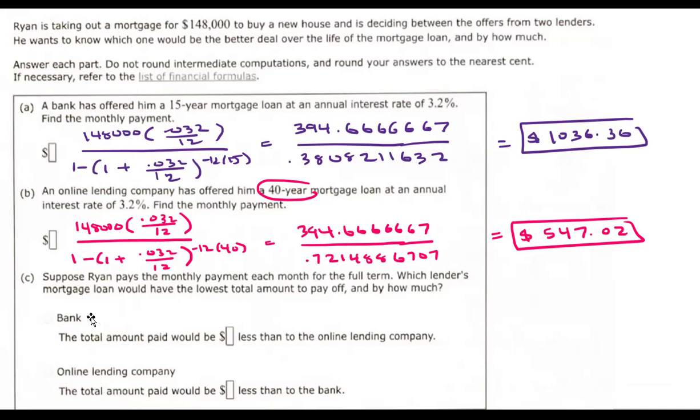Okay, so let's now answer part C. See if we can figure that one out. Okay, so part C is asking, suppose Ryan pays the monthly payment each month for the full term, which lender's mortgage loan would have the lowest total amount to pay off and by how much?